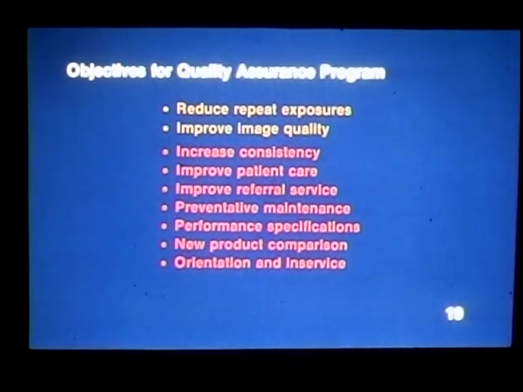Number 19. An early task of the Quality Assurance Committee is to determine the objectives for the Quality Assurance Program. These objectives include the goals mentioned earlier, reduction of repeats, and improvement of image quality and consistency. Additional objectives are based upon the needs and strengths of the specific department. Some common objectives for quality assurance programs are listed here.